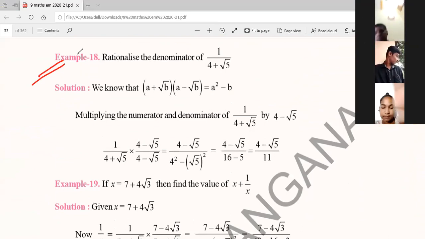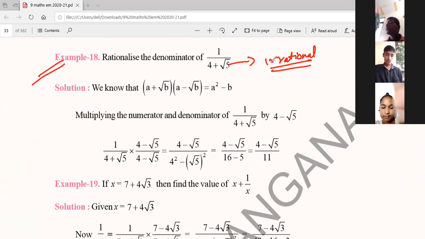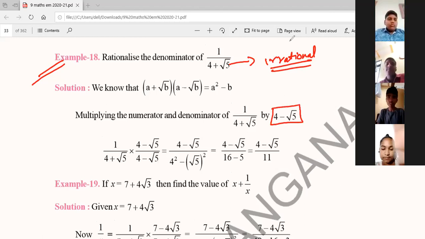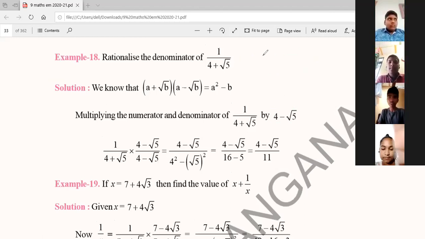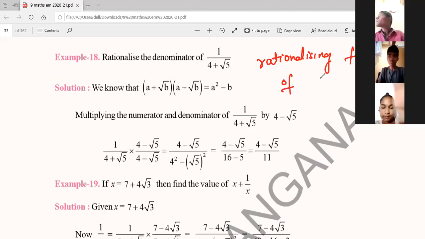Example number 18. 1 by 4 plus root 5. The denominator 4 plus root 5 is irrational, right? To convert that into rational, we shall multiply with 4 minus root 5. So if you observe, the rationalizing factor of 4 plus root 5 is 4 minus root 5.